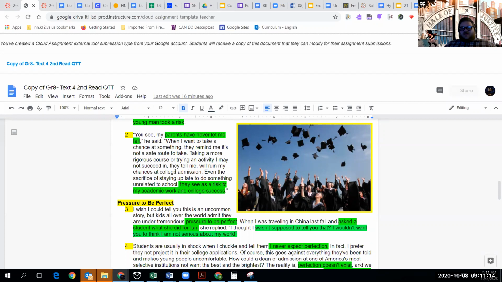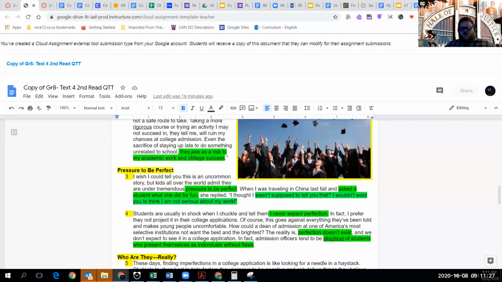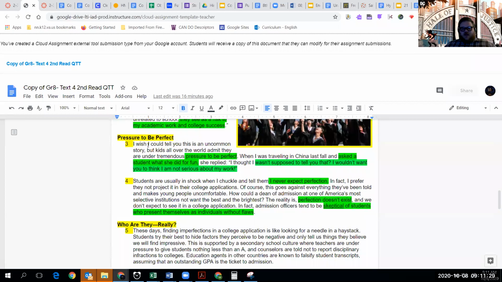Now I'm getting a sense of what this is about. The parents have never let him fail. They see that anything outside of just doing your work and staying on course and taking the safe route could be a risky move. So I highlighted it. Next section is called Pressure to be Perfect.